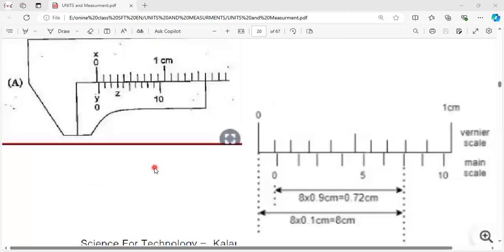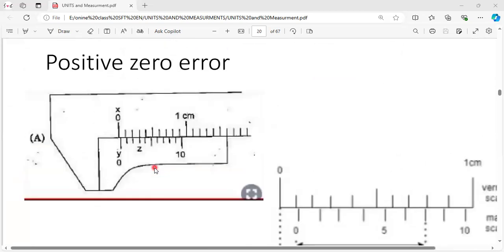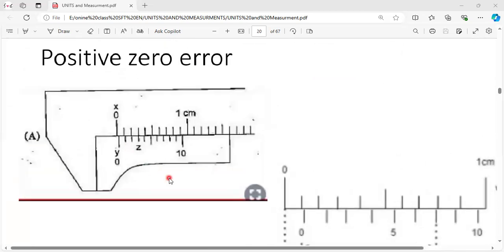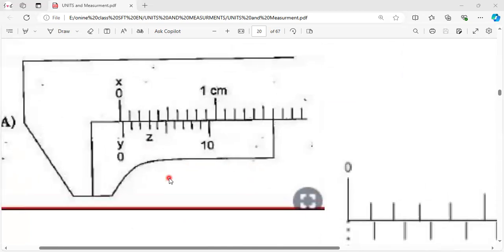So we will find out this positive error. I hope you can see the screen here. This is a vernier caliper. These are the jaws, actually, to measure the external lengths, external diameters. These are actually the claws. This vernier scale part is a movable part. And you can see here, these two zeros are not aligned, so obviously it is a positive error.